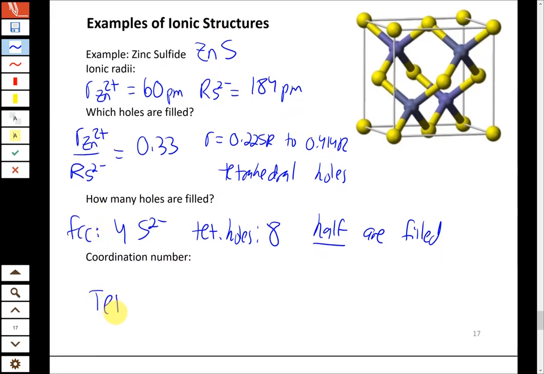And then for the coordination number, again, the name of the hole gives it away, so this should not be anything surprising. We learned back in chapter 4, tetrahedral means it's bonded to 4 things, so the coordination number for a tetrahedral hole would be 4. And we can see that here. So this zinc atom in purple has 1, 2, 3, 4 sulfur atoms that are surrounding it in that tetrahedral hole.